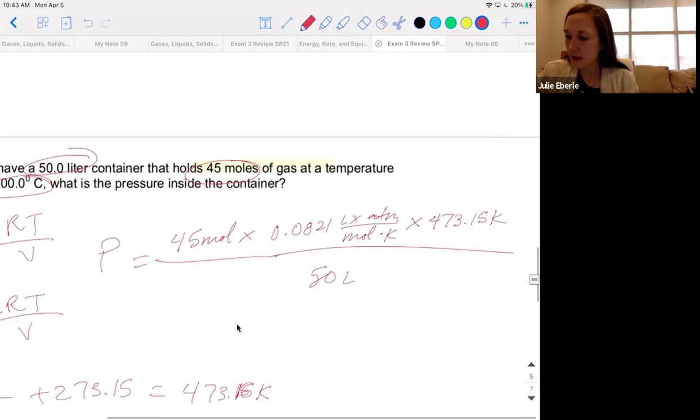This equals P. Guys, I don't know what's going on in my throat. This thing will not go away.